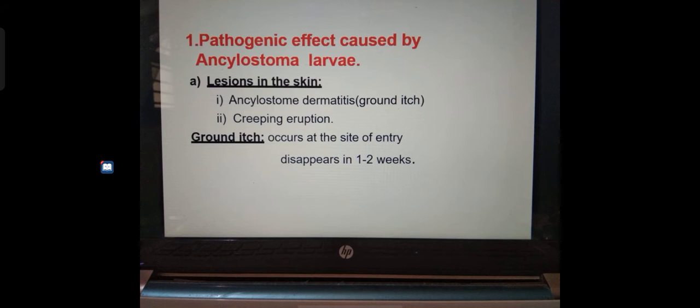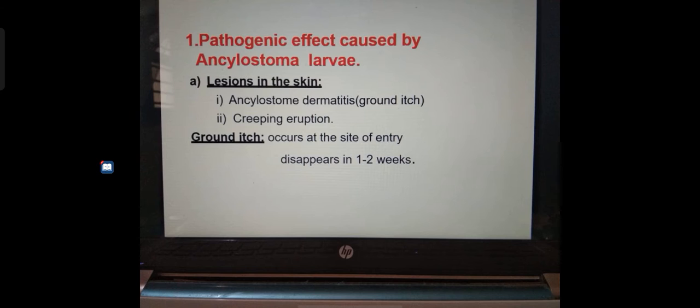The filariform larvae penetrate through the skin, and through the skin they produce ancylostoma dermatitis, which is nothing but ground itch. And the second one is creeping eruption. So from the skin it produces two types of infection: ground itch, and second, creeping eruption. Okay, what is ground itch?